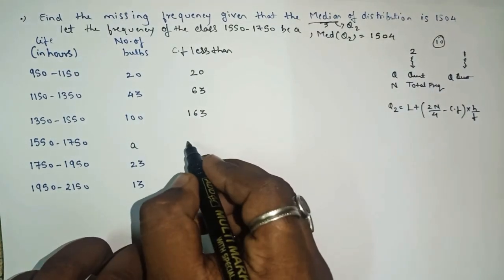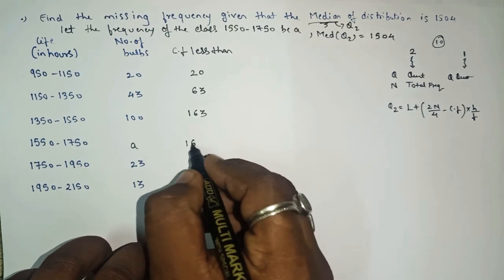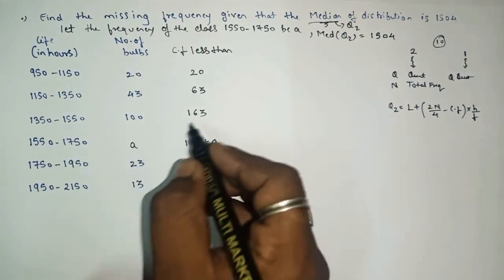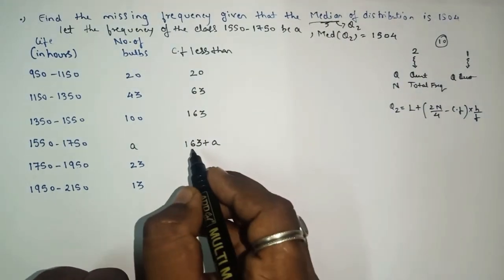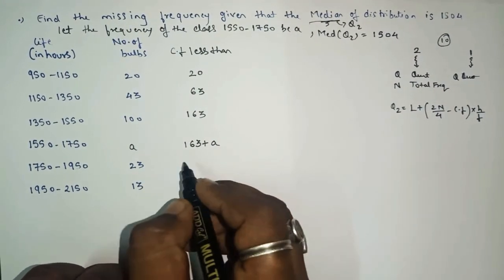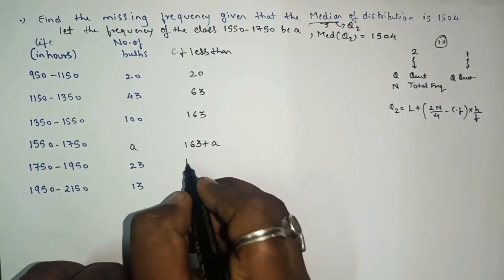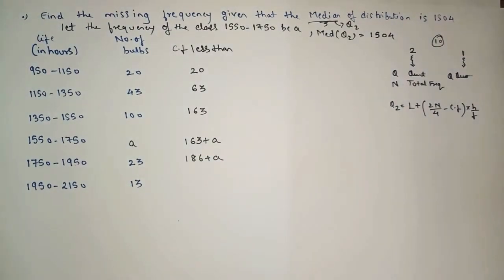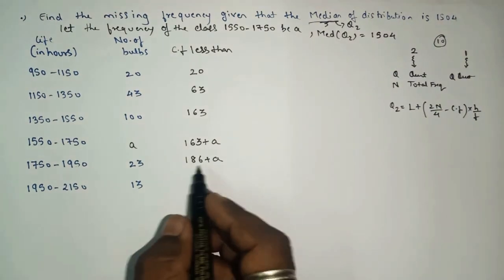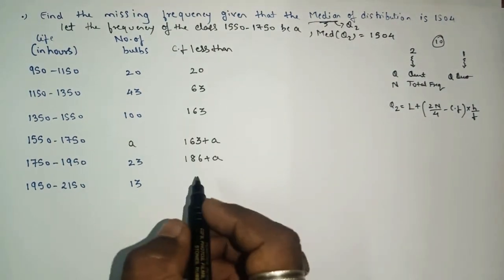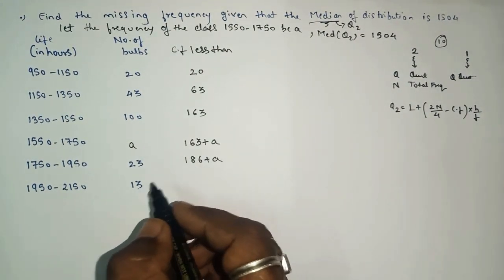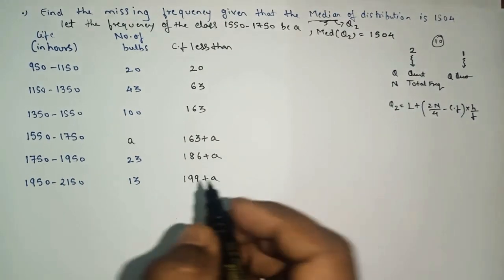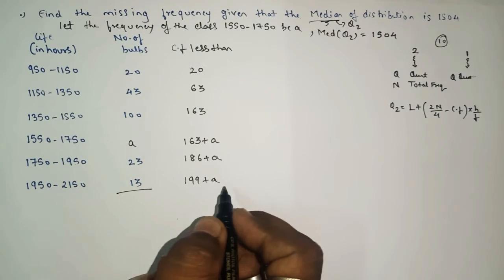163 plus a, so you will write 163 plus a. Yes or no? We cannot add a number and an alphabet. Okay. So 163 plus a plus 23, so it will be 186 plus a. Yes or no? As we cannot add the numbers and alphabet, we can write like this. Okay. And last, 186 plus 13 plus a, it is 199 plus a. So of course here we got 199 plus a.